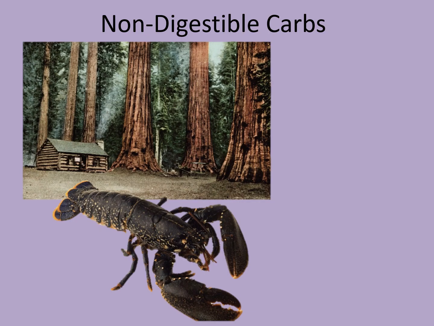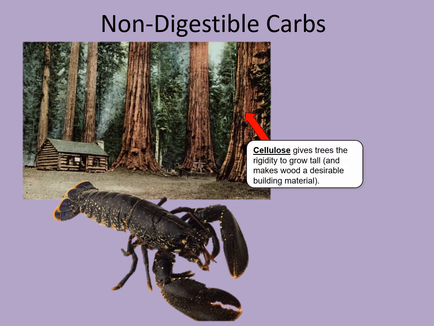You also have non-digestible carbs. For example, cellulose gives trees their rigidity to grow tall, and it makes wood a desirable building material. Chitin offers protection for lobsters. Those are the things that you don't really want to eat. It's also in vegetables and the walls of vegetables, so this is like your fiber. These are things that your body won't digest. It'll pass through, and that's how it cleans everything out.